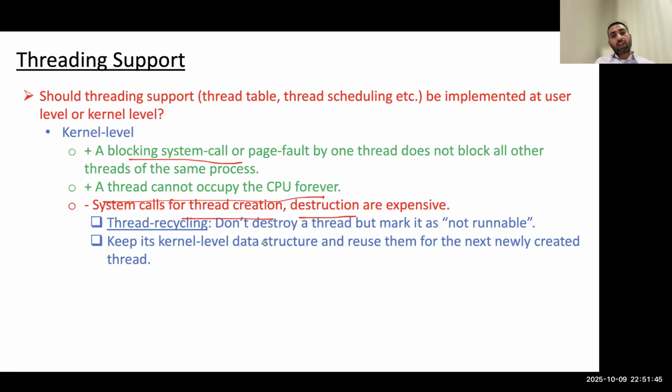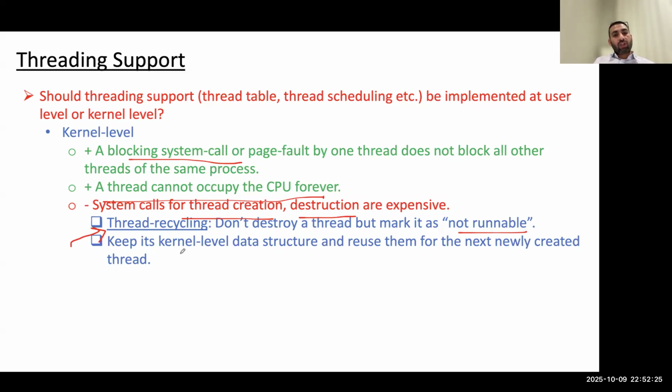In order to mitigate the latency required for creating and destroying a thread, people use an approach named thread recycling. What you do is, let's say when thread one needs to be destroyed, you actually don't remove its entry from the thread table, but you only mark it as not runnable. You still keep the entry in the table, but you mark it as deactivated. You don't destroy that entry.